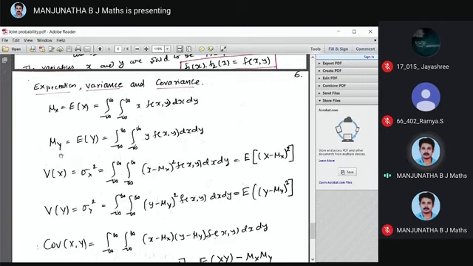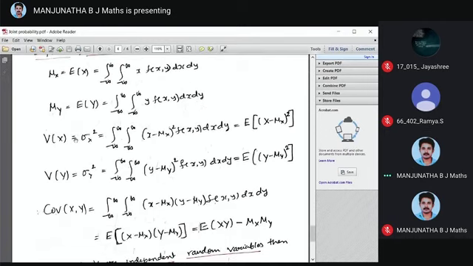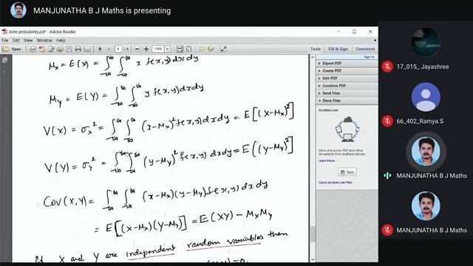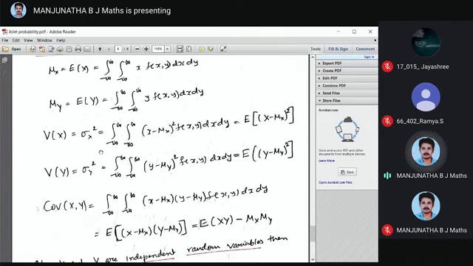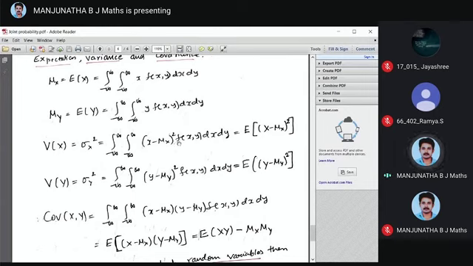What is the variance? The variance of x, sigma x square, is the integral from minus infinity to infinity, integral from minus infinity to infinity, of x minus mu x whole square into f of x comma y dx dy. That is the expectation of x minus mu x whole square. What is the variance of y? That is sigma y square, equal to the integral from minus infinity to infinity of y minus mu y whole square into f of x comma y dx dy.